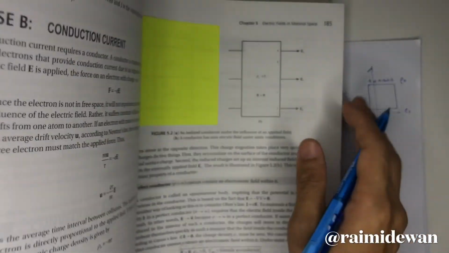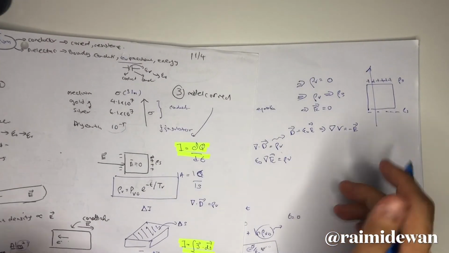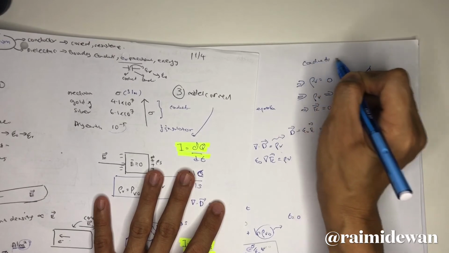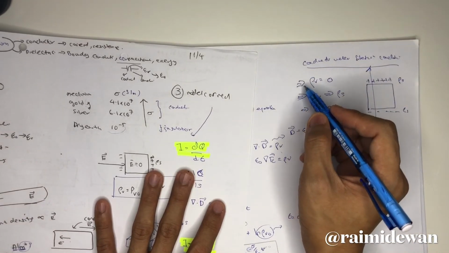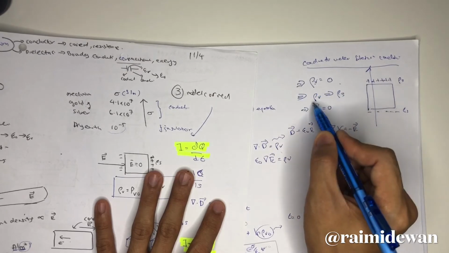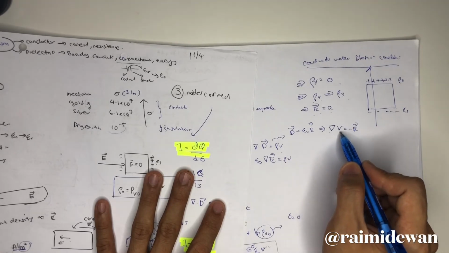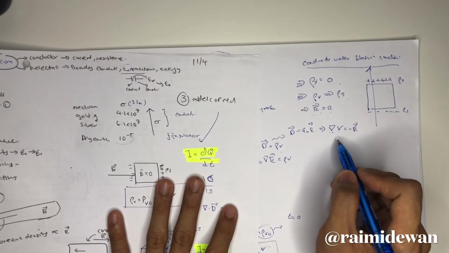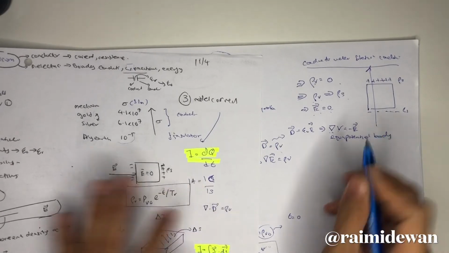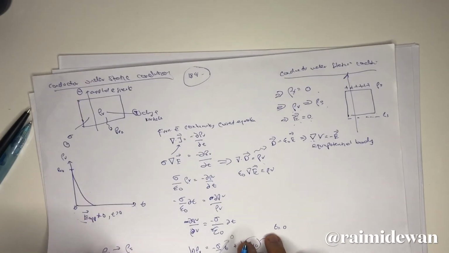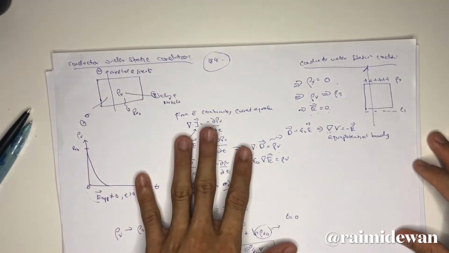So you guys can have more reading for better understanding. This is what happens in the conductor under static condition: rho v is 0, rho v will change to rho s, the electric field intensity is 0 inside, and E equals negative gradient of V. This is the concept we call the conductor under static condition. With that, I hope that you guys understand.